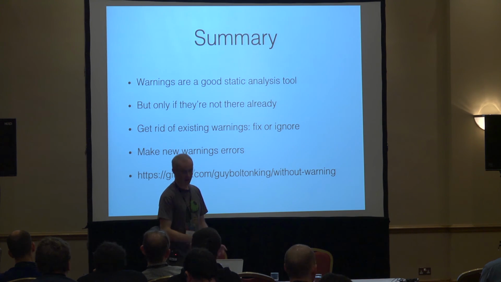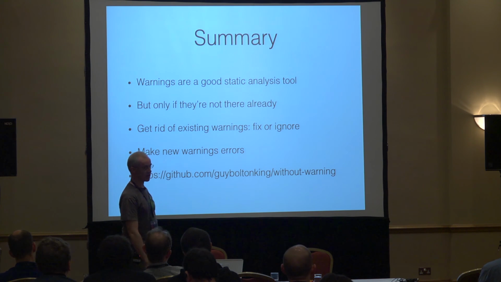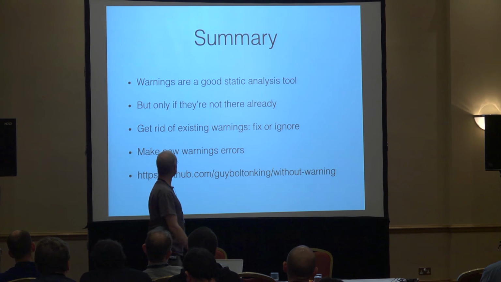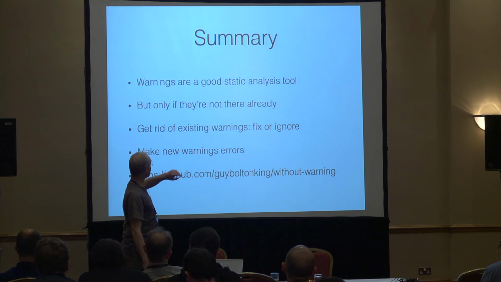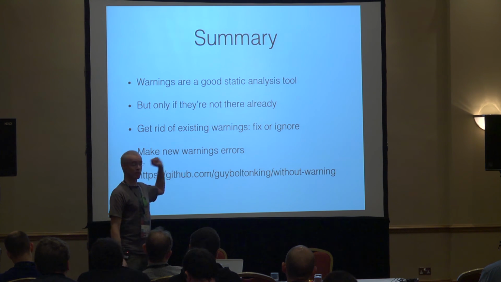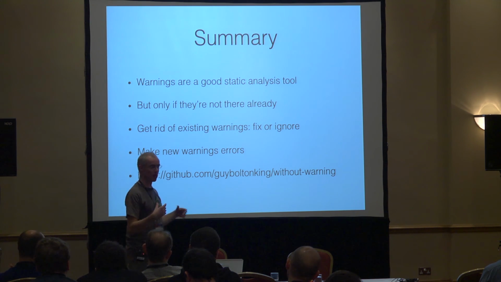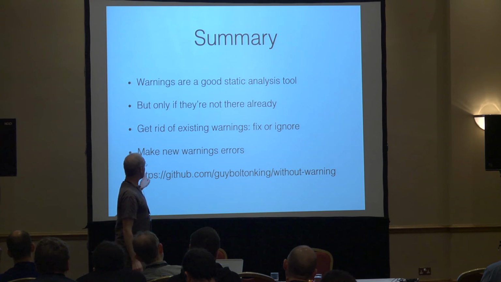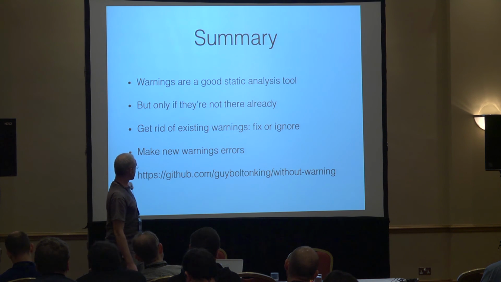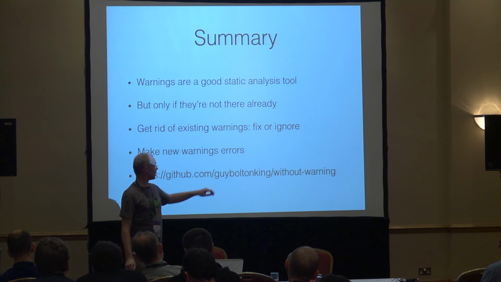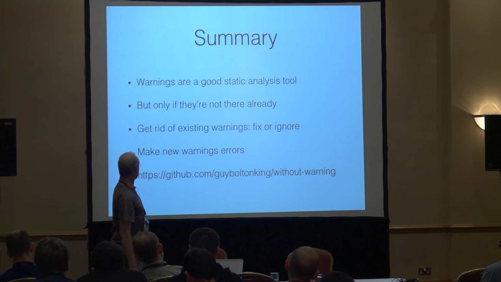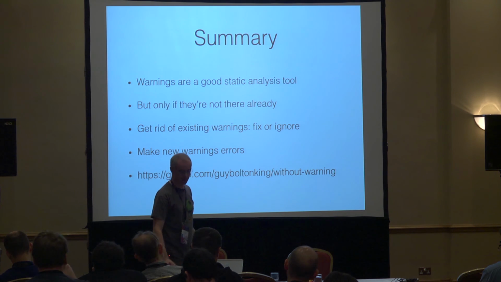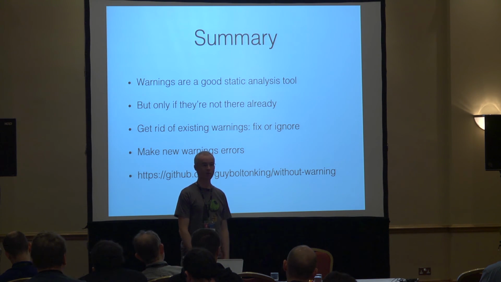So here we go. Here's the summary. Warnings are a good static analysis tool, but only if they're not there already, because otherwise it's a needle in a haystack job. We're going to get rid of existing warnings, okay? So you either fix them or you ignore them. And you ignore them by actually telling the compiler not to tell you. And make new warnings errors. The scripts are in PowerShell. Sorry about that. Again, working on Windows or on GitHub. And that's it. Any questions?